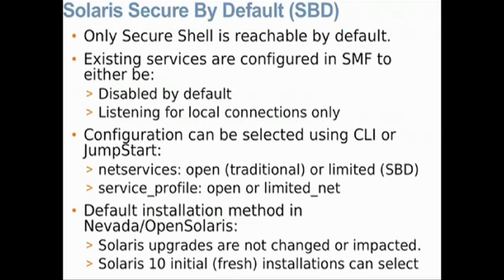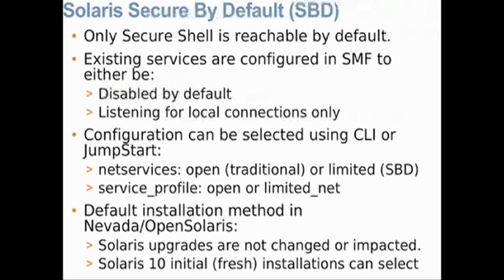This was enabled in 2 different ways, either interactively during installation or JumpStart. And the other way was that we provided a command called netservices. You could choose open, the way we'd always done it before, where if it was installed, it was probably running, or limited, which put you into this configuration of SSH and everything else local only.